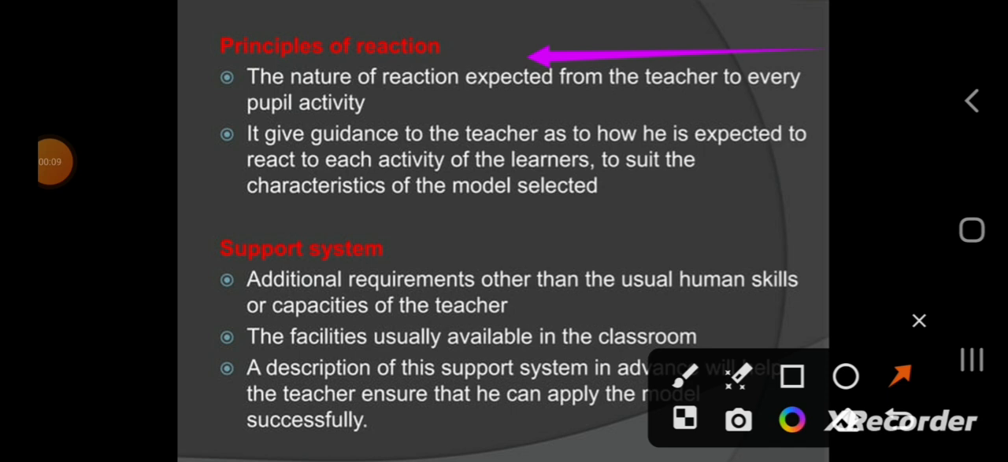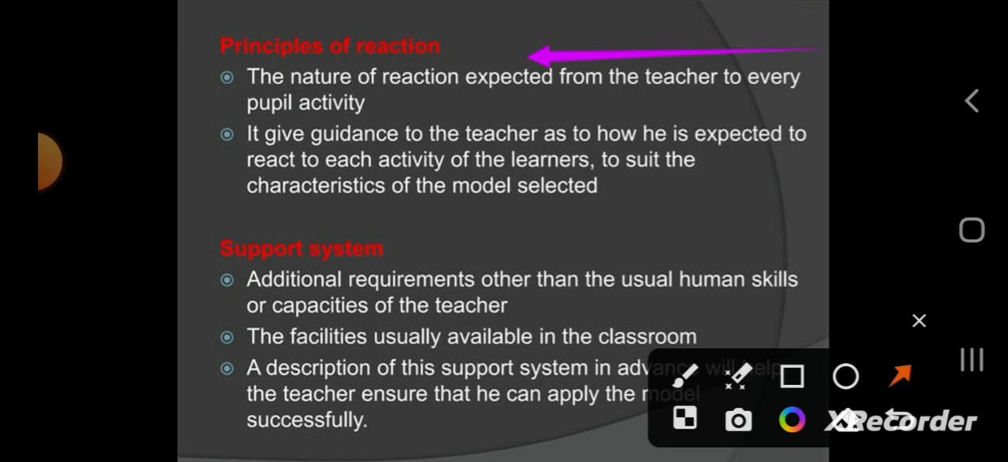Guidance for response. Teachers need clear guidance on how to respond to each student activity based on the chosen educational model. Example, constructivist direct instruction. This guidance ensures consistency and helps maintain the integrity of the model. Suiting characteristics of the model. The teacher's reactions should align with the characteristics of the model.